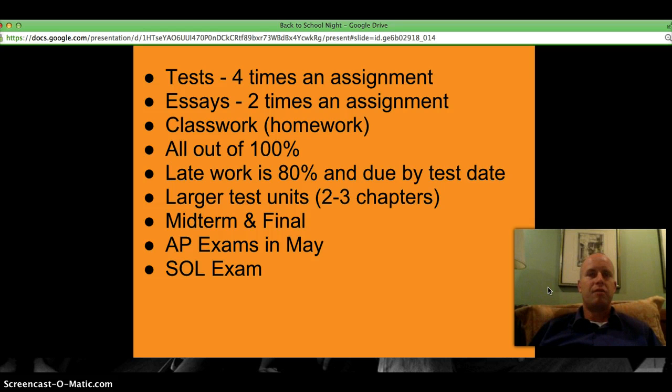And so what happens after a test typically is the grades go down, and I don't want to scare anyone in thinking their child isn't doing well, so that's why I don't send those grades home every week. But of course you can ask for grades at any time. We're doing larger chunks this year since we have a year-long test we're going for, meaning 2 or 3 chapters in a test. And the last thing there is, across the board at Hayfield, 80% of the grade will be awarded if it's late, as long as it's due by the test date.